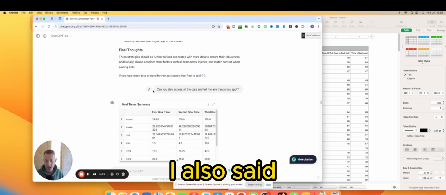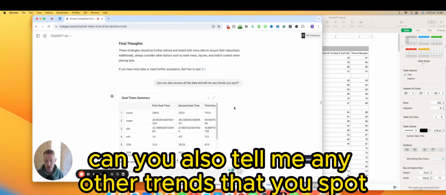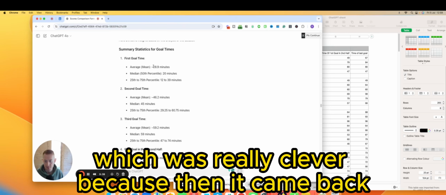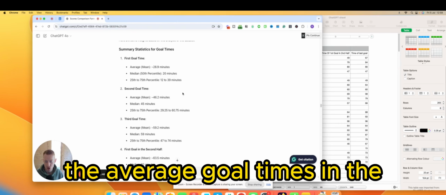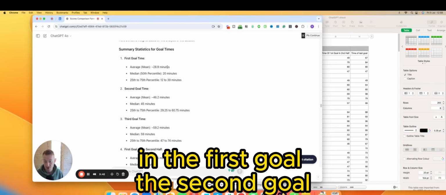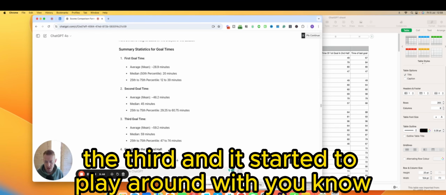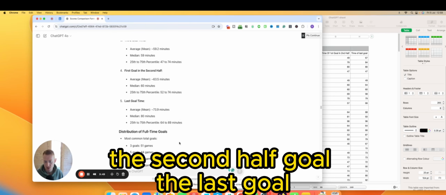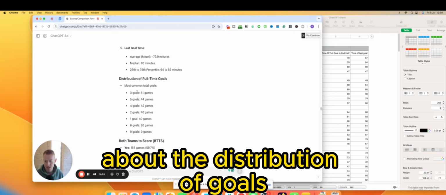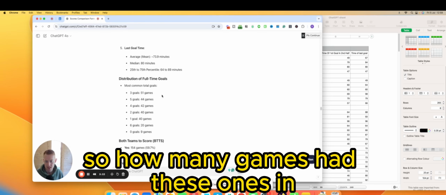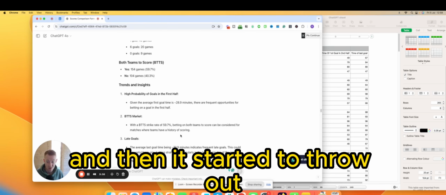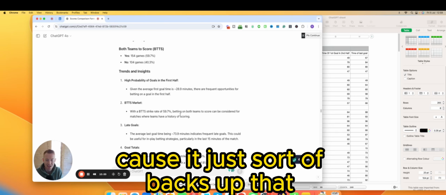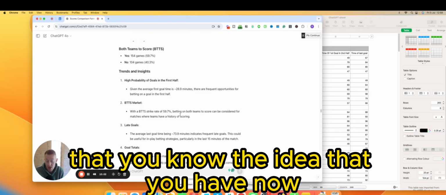Okay, I also said, can you also tell me any other trends that you spot? Which was really clever, because then it came back and started to throw out to me the average goal times in the first goal, the second goal, the third, and it started to play around with the second half goal, the last goal, and then started to tell me about the distribution of goals. So how many games had these ones in? It told me both teams to score, and then it started to throw out some trends and insights, which is really interesting because it just sort of backs up that idea that you have.